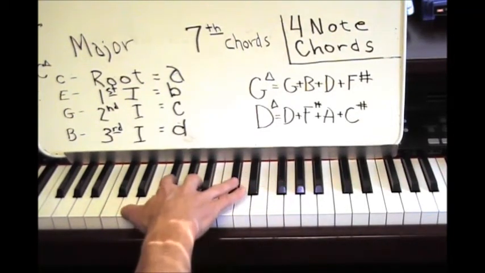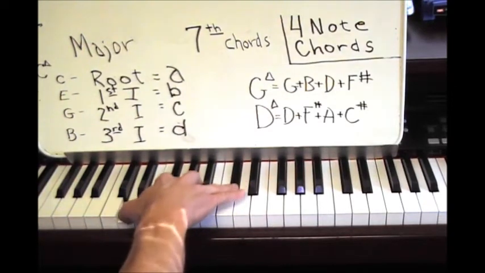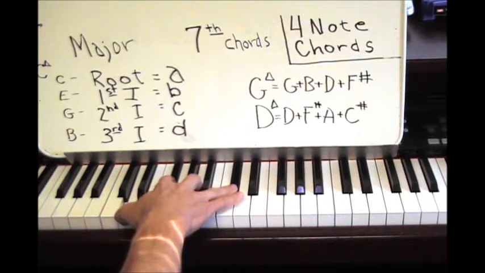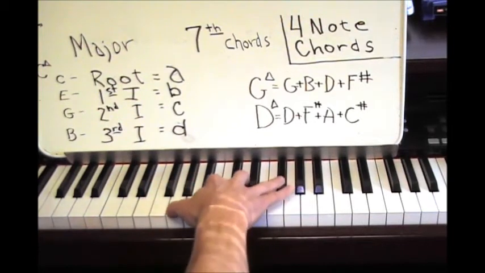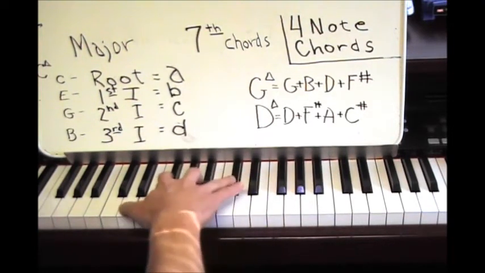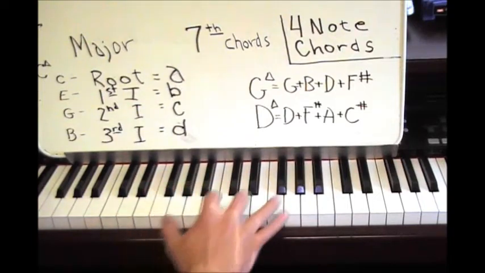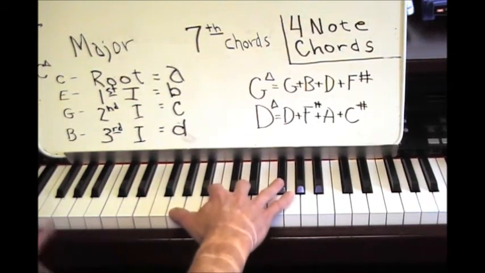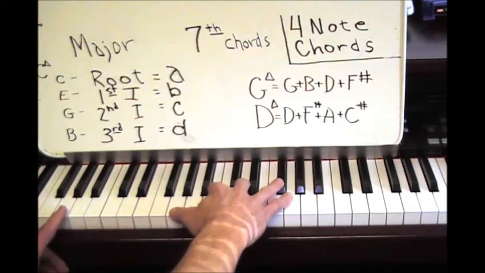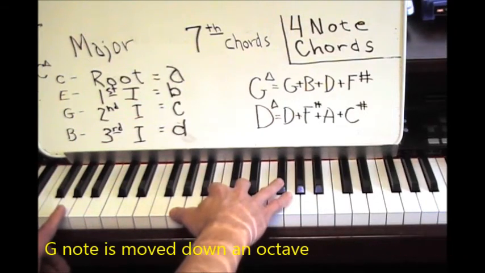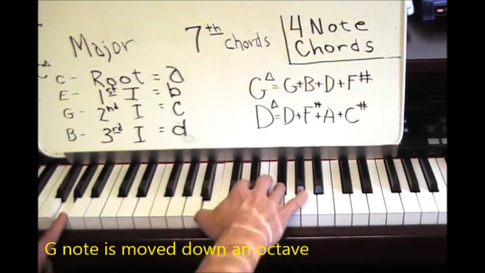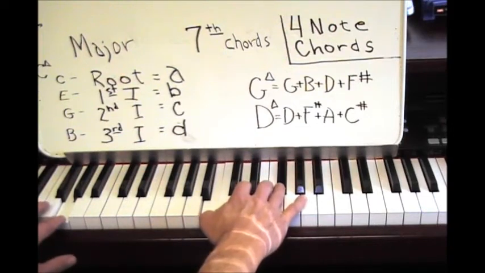And then the second one is D major 7, which is D, F sharp, A, and C sharp. It sounds like this. Now the way he does it is he breaks it up. He plays the G part of it down an octave, and then the D part down an octave.